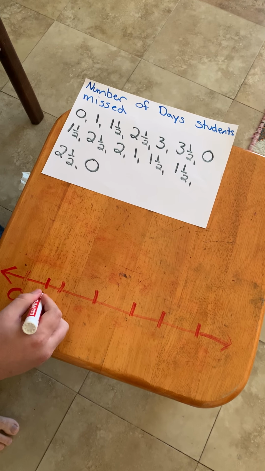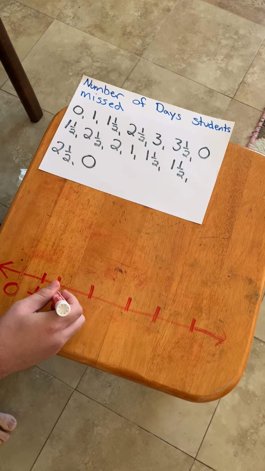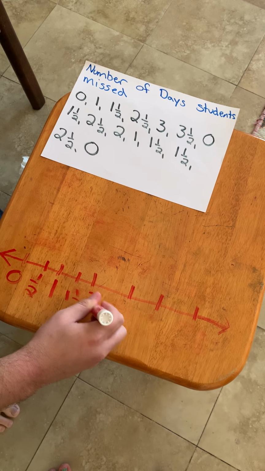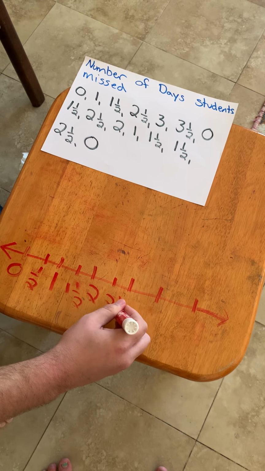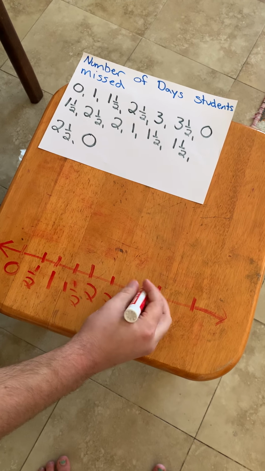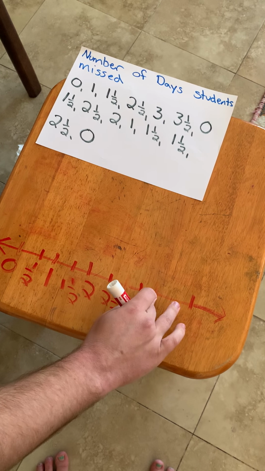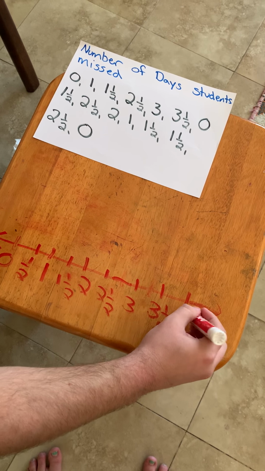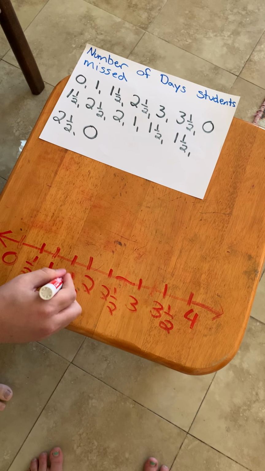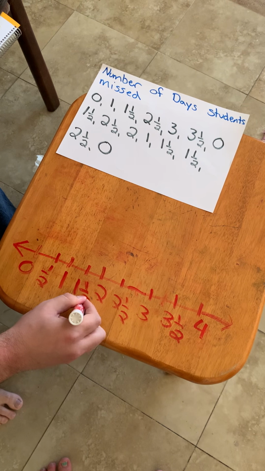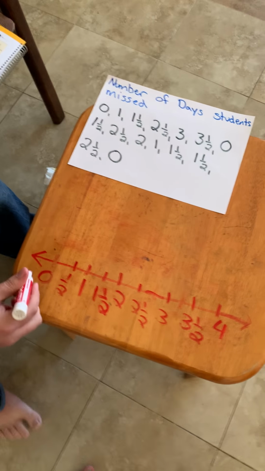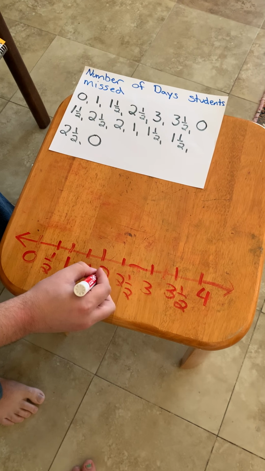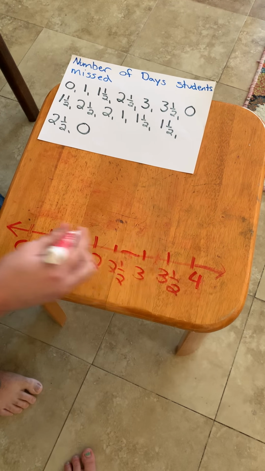So if we start here, we're going to go 1/2, 1, 1.5, 2, 2.5, 3, 3.5. We'll put 4 on here just to finish out our board. So as you can see, we're going up by a half each time: 0, 1/2, 1, 1 1/2, 2, 2 1/2, 3, 3 1/2, 4.